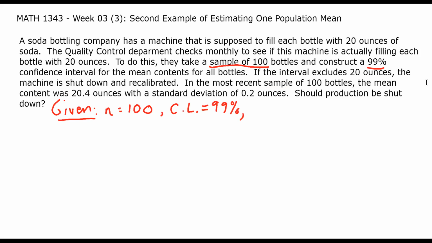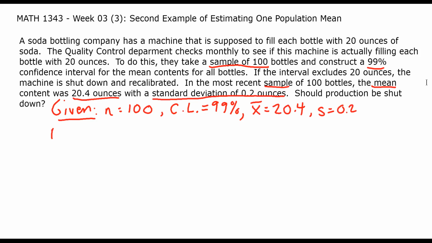If the interval excludes 20 ounces, and so on. In the most recent sample of 100 bottles, the mean content was 20.4 ounces. That is the mean of a sample, and so that's x bar. x bar equals 20.4. And a standard deviation of 0.2 ounces. This is still from the sample, so that is the sample standard deviation, lowercase s.